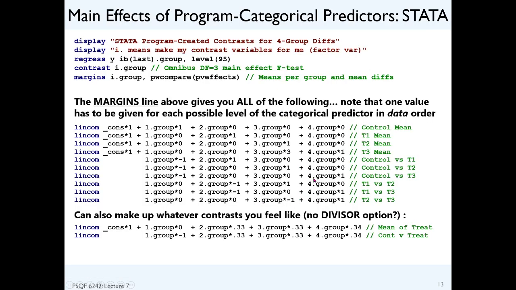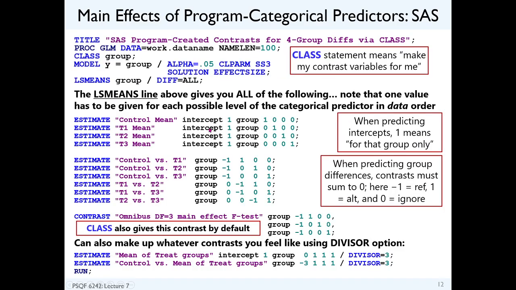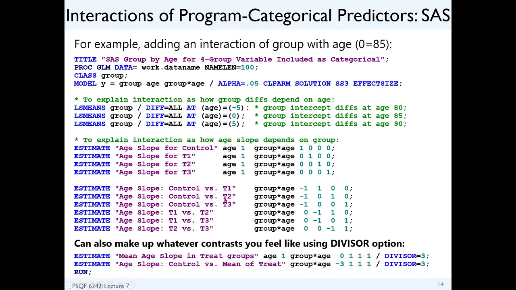So when would you need to go to the trouble to write out these lincoms if margins would do it for you? And similarly, if you can get all of these group means and group mean differences in LS means, when would you need to go to the trouble to write these estimates out? When you have interaction terms.